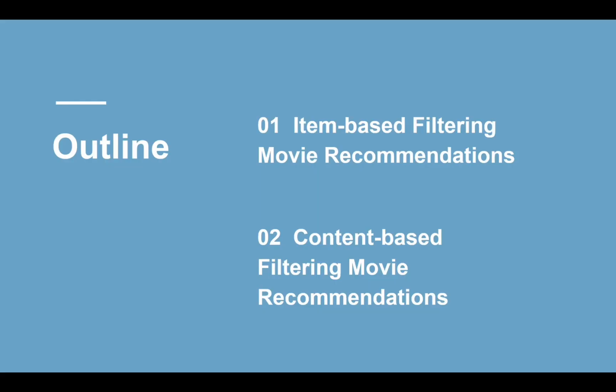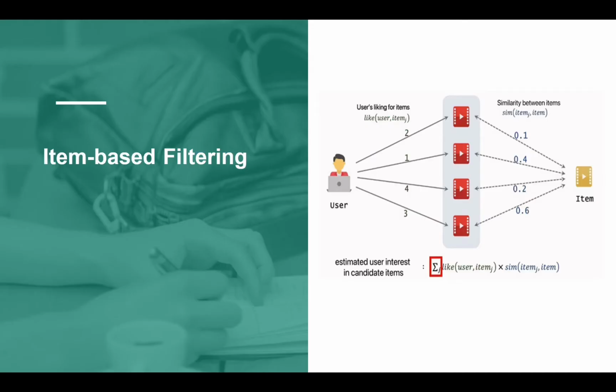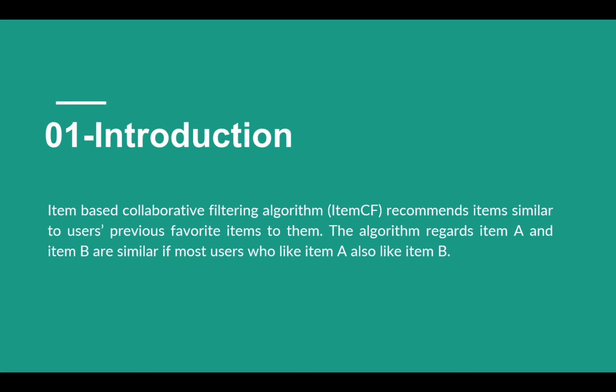In this project, we explore and complete two types of movie recommendation systems, including item-based filtering and content-based filtering. So let me introduce item-based filtering first. The idea of this method is it recommends items similar to the user's previous favorite items to them. Different from content-based algorithm, the item CF does not use the attributes of items themselves to calculate the similarity. It mainly calculates the similarity by analyzing the user's behavior records related to items.